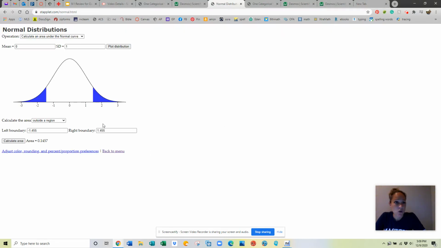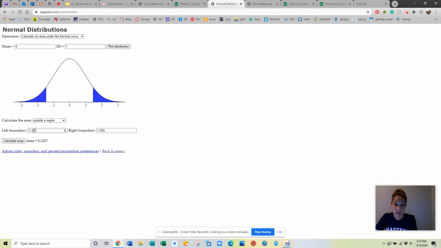And then if we used a normal distribution here, this would be the same thing as using table A and doubling the value. And so we just said outside a region. So if we went negative 1.45 in one direction, we would also go that same distance from the middle in the other direction. And so I just set it here with a mean of 0, a standard deviation of 1, because I have a standardized value.